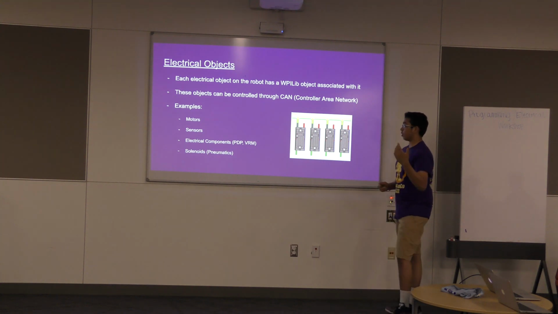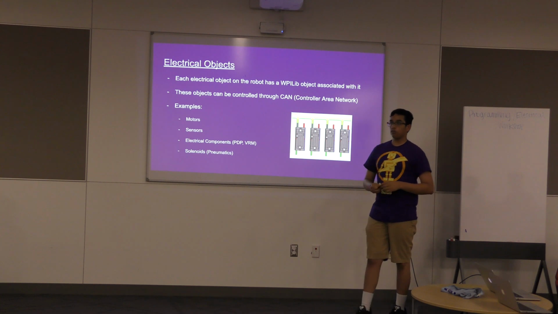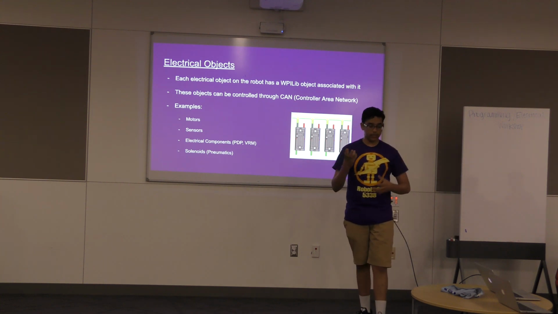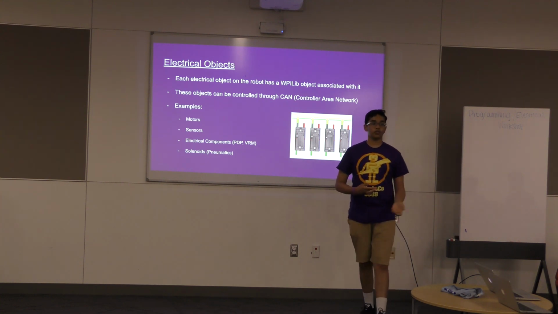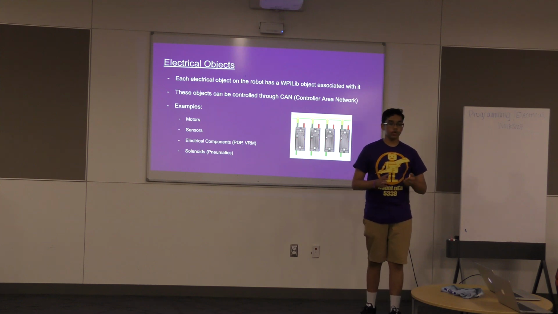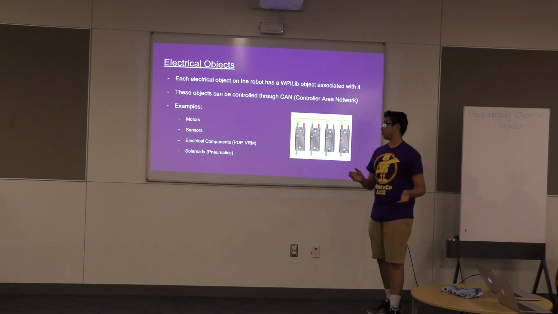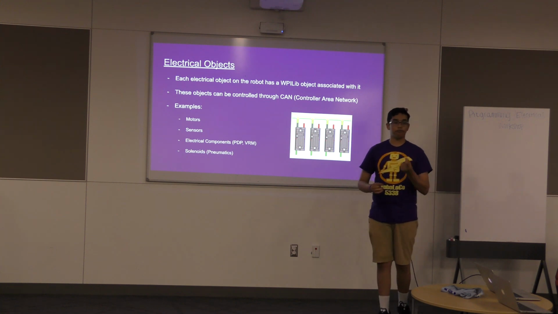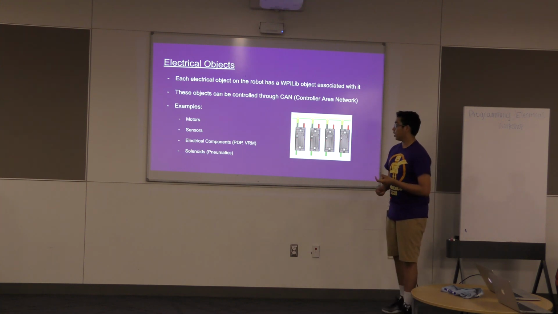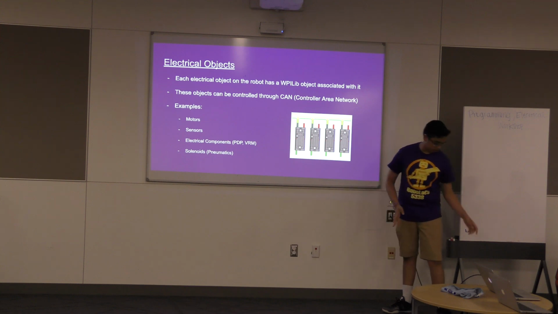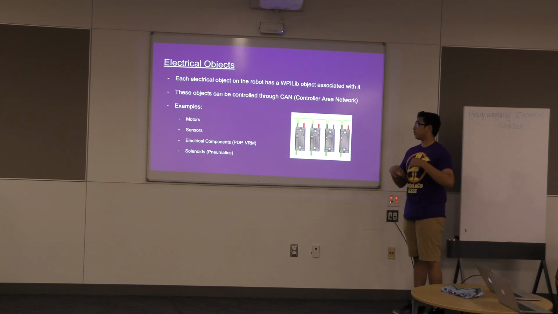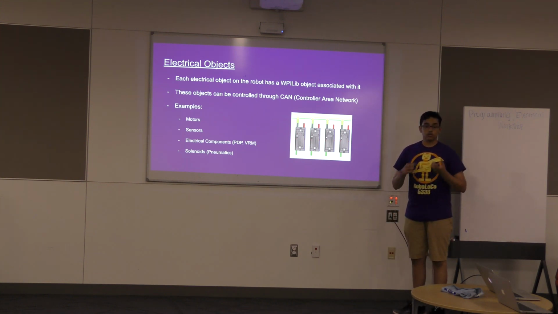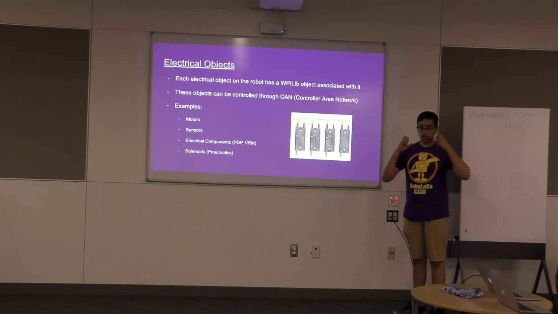We also have things called solenoids. Very soon you're gonna learn about these things called pneumatics. Pneumatics use air pressure to move certain pistons. And solenoids essentially control when the pistons move. And we also have sensors and various other electrical components. Each of those has an object in code. So essentially you have your object in code and you have your object in real life.